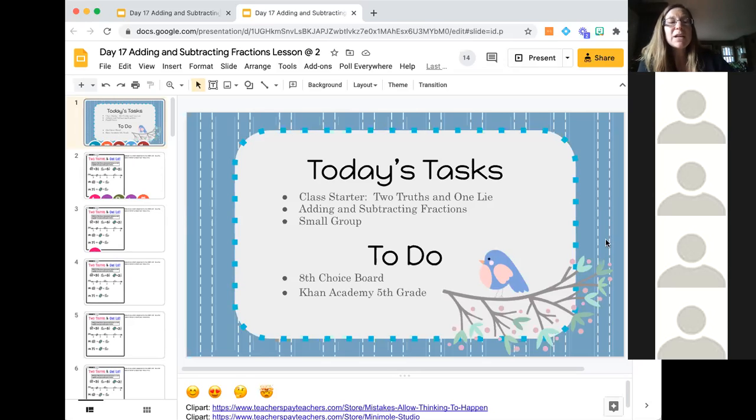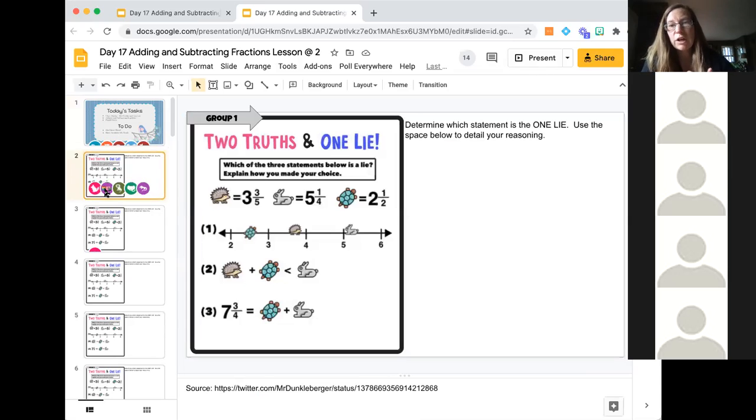With that, let's hop down to slide 2. Again, I am sharing my screen, otherwise the recording won't pick up what we're doing, but I'm down here on slide 2. In your group, I would like you to determine which one is the lie. So there are 2 truths and 1 lie. I want you to use this space to detail your reasoning, why you chose it was the truth, why you chose it was the lie, whatever it might be. Defend your reasoning within your group. So I'm going to break us up into groups now. And when your group is done, please just come back to our main room. Breakout rooms.